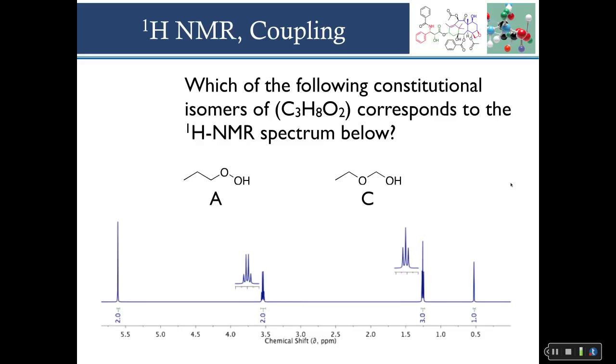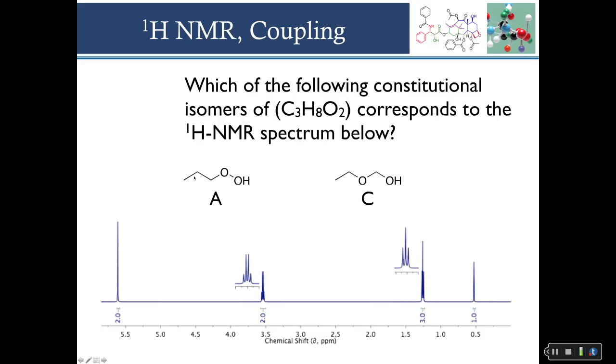You can use integrations, might be helpful. But integrations, look, we got a 2H, a 2H, a 3H, and a 1H. I think both of these kind of work for that. This one's got the two 2H's, a 3H and a 1H. Here we've got a 3H, a 2H, a 2H, and a 1H. That doesn't help. But we should fairly quickly recognize that here we should have a CH3, a CH2, and a CH2, and then a nice singlet.